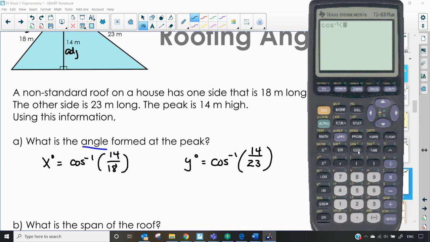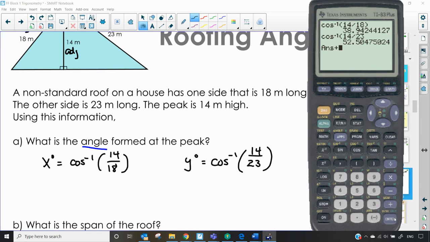We have secant inverse (cos⁻¹) of 14 divided by 18 gives us 39 degrees. And then cos⁻¹ of 14 divided by 23 gives us 52.5 degrees, so that would round to 53 degrees. Now we want to know the total angle at that peak, so I'm basically adding these two numbers together.